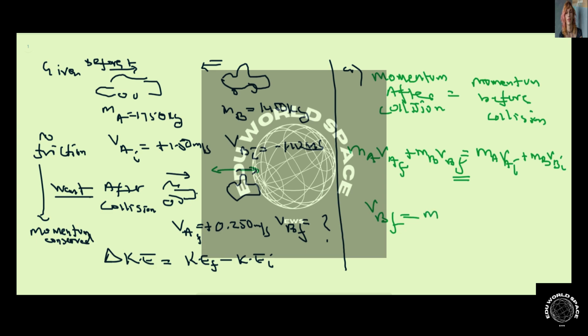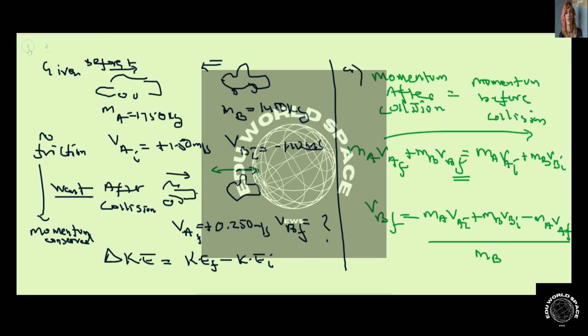So this is MA VAI plus MB VBI minus, so we're moving this one to the right, MA VA final. We have all that information, and we want to divide everything by the mass of B. That gives us our final velocity of B. For purposes of writing the numbers in the problem, we're going to jump into the next page to get the final velocity of B of the second car.